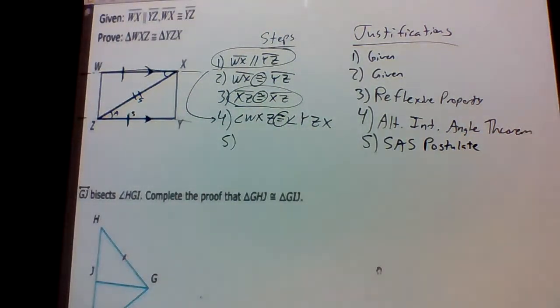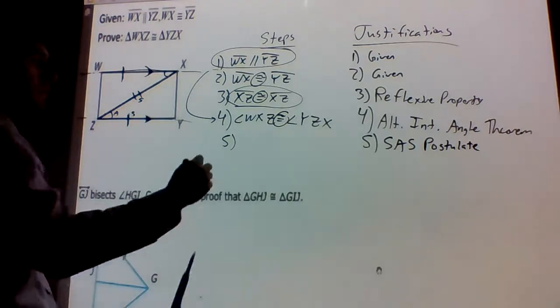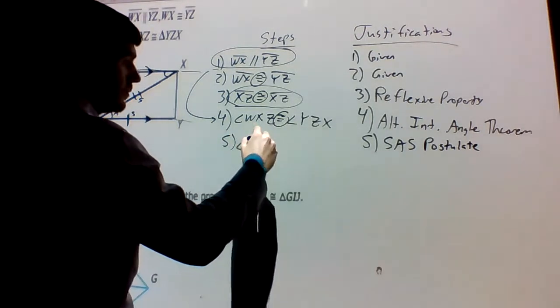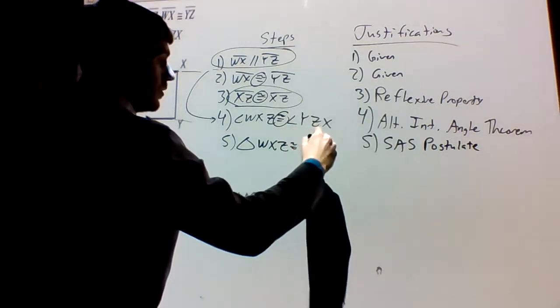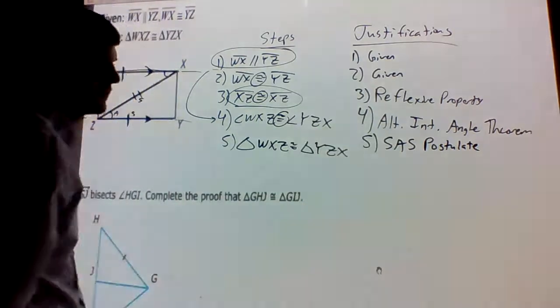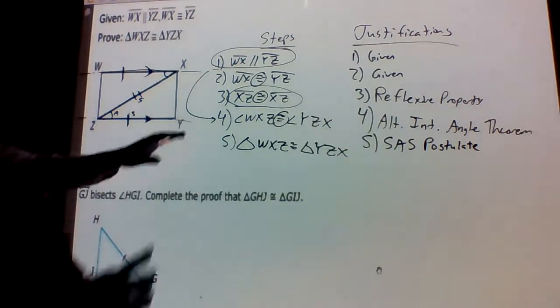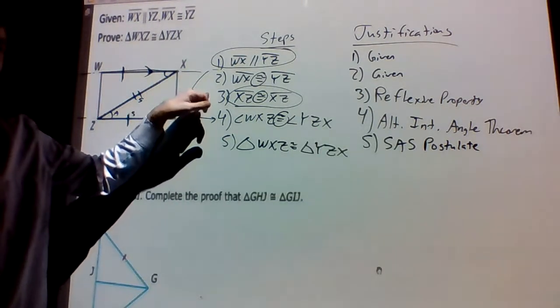The side, angle, side postulate tells us if we have two pairs of congruent sides and the included angles are also congruent, then the triangles are going to be congruent. So we can conclude that triangle WXZ is congruent to triangle YZX. We wrote the givens, then looked for a shared side or vertical angle. We had a shared side.